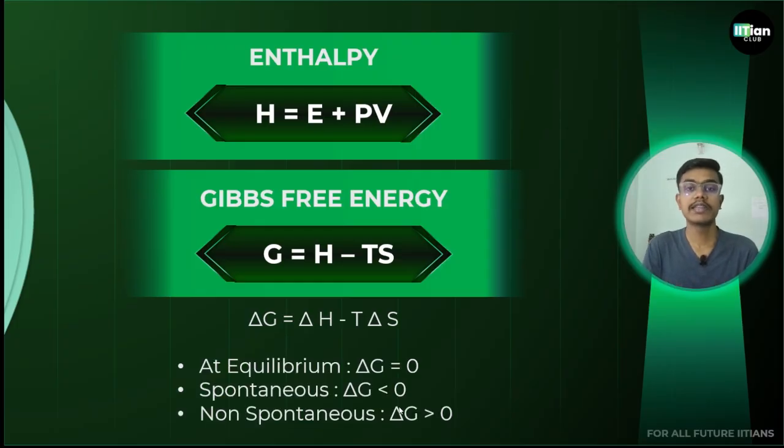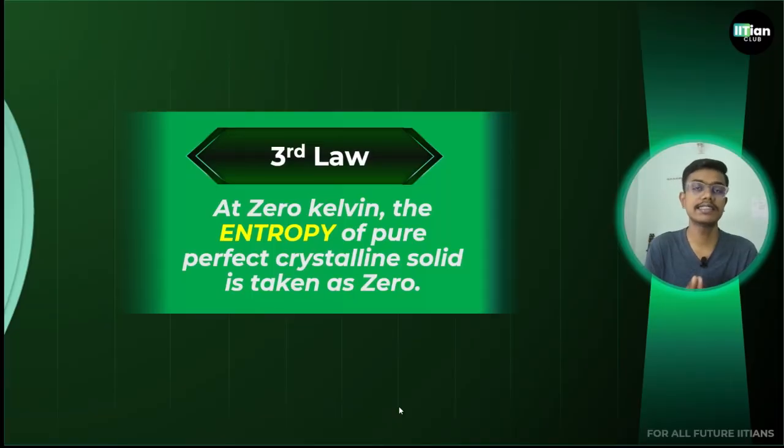And at equilibrium, delta G is equal to 0, and if delta G is less than 0, the process is spontaneous, it occurs naturally. That's what spontaneous means. And if delta G is greater than 0, it is a non-spontaneous process. You need an external factor for that process to take place. And finally, the third law states that at 0 Kelvin, the entropy of a pure, perfect crystalline solid is taken as 0.